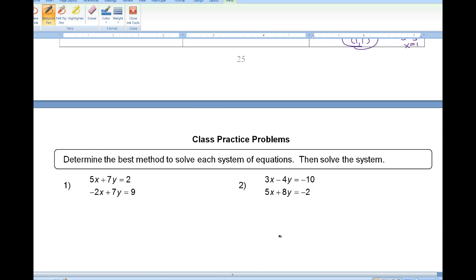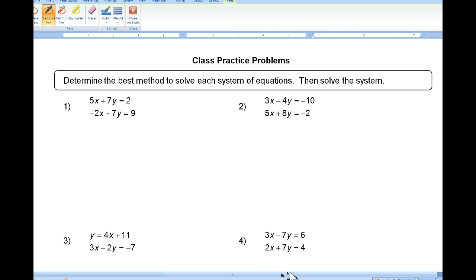Okay. So that's it. That's basically the notes part. So the next part, the next page: determine the best method to solve each system of equations. Then solve. So you pick. What would you use here?